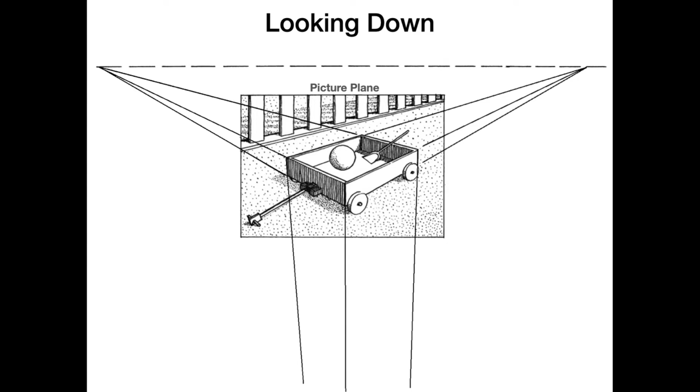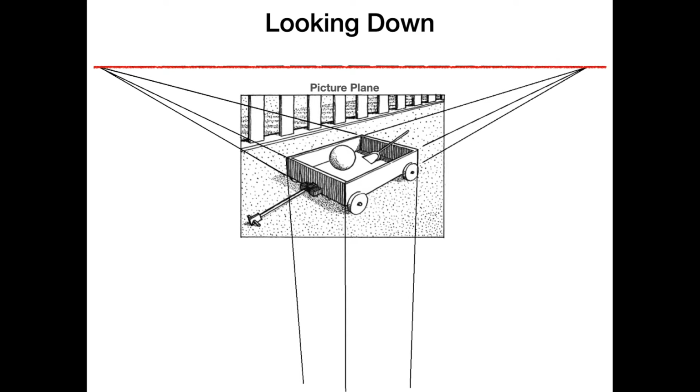Here's an example of looking down in three-point perspective. Notice where our picture plane is. We have this box here that represents our drawing, but where is our horizon line? Because we're looking down, it's all the way out here, outside of the picture plane.